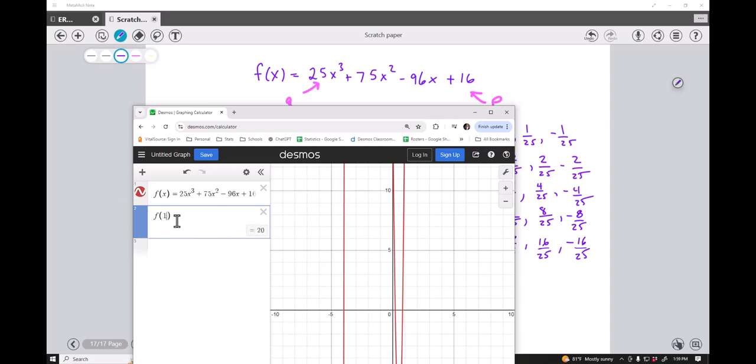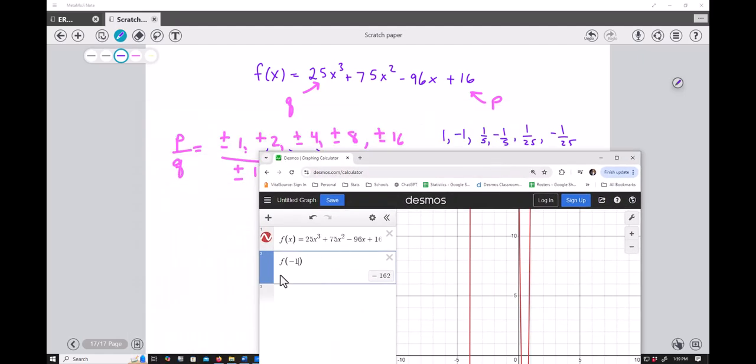So f of 1 is 20. F of negative 1, I'm plugging in each one of these values. F of 1/5, and I'm looking for all of the zeros. So I can see 1/5 is a zero if I need to list these. Negative 1/5. But I want to use a whole number, and as you saw, I got f of negative 4.